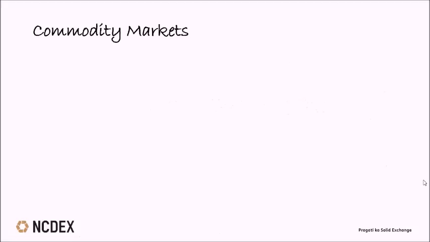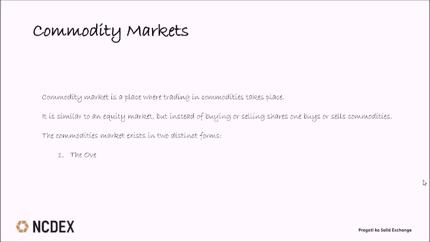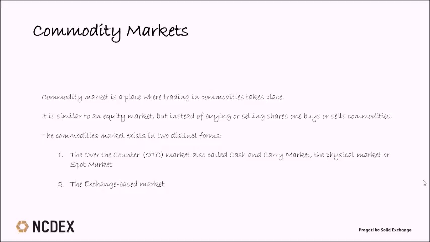Commodity markets. A commodity market is a place where trading in commodities takes place. It is similar to an equity market, but instead of buying or selling shares, one buys or sells commodities. The commodities market exists in two distinct forms. Number one is the over-the-counter OTC market, also known as cash and carry market, the physical market or spot market. The next one is the exchange-based market.